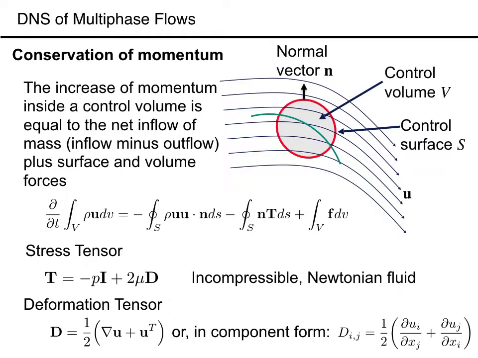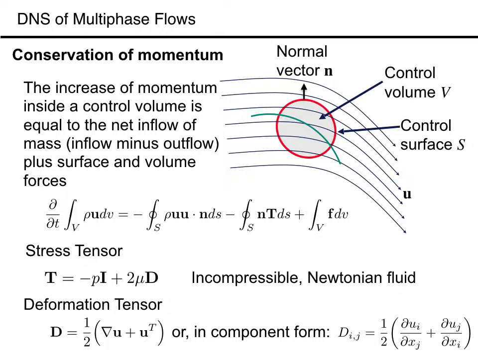The rate of change of momentum in the control volume is given by the net inflow of momentum, the first term on the left, where rho u is the momentum, and multiplying that by the normal velocity gives the flux through the boundary, plus surface and volume forces given by the second and third term. For the surface force, we assume a Newtonian fluid where the stress is given by the pressure acting normal to the control surface, plus the viscous stresses given by the viscosity times the rate of deformation tensor, which is the symmetric part of the velocity gradient tensor.